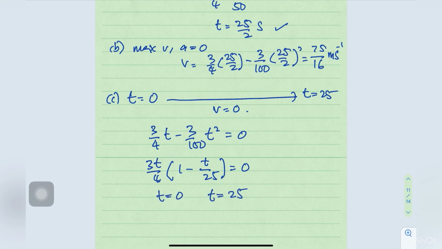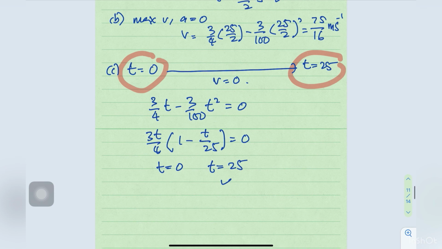So that means Azlan changes direction at t equals 25, which does not affect the movement of Azlan. So we just substitute t equals 0 into s and t equals 25 into s. The issue is we don't have s, so we need to find s first. To find s, integrate v.